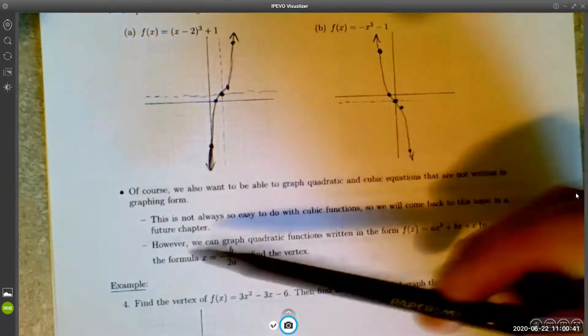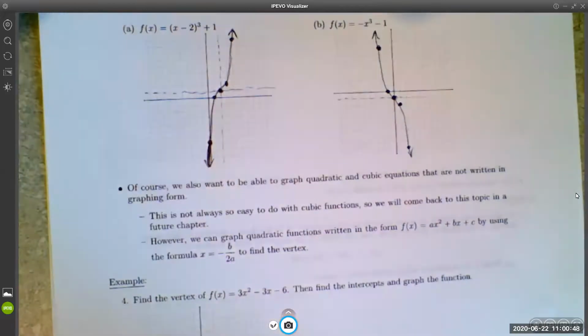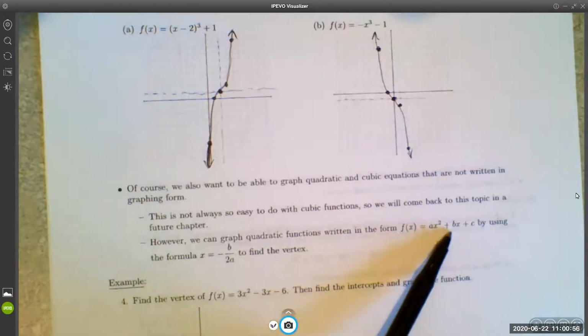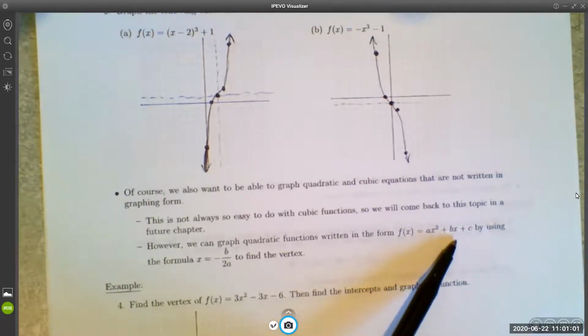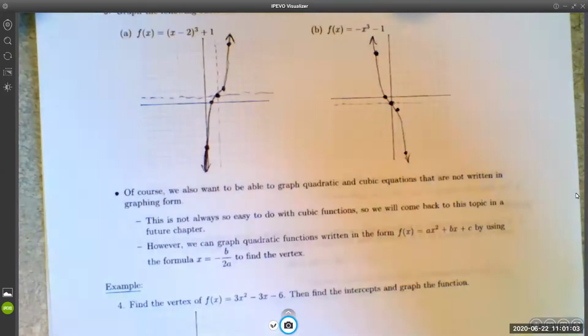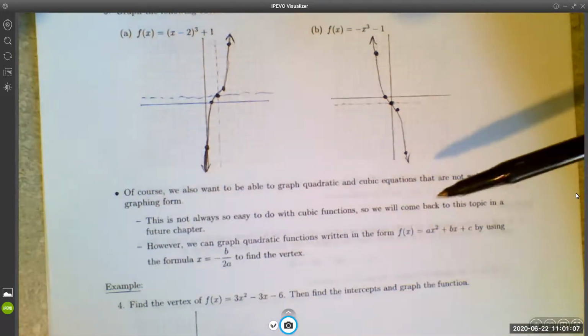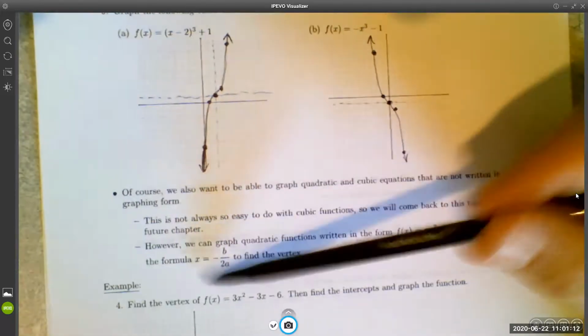However, we can graph quadratic functions that are written in standard form. The way that I like to do it is to find the vertex first. There are a couple ways you could do this. One way is by completing the square, so that it's been rewritten in graphing form. But to me, that just takes a lot more work than finding the vertex using this vertex formula.